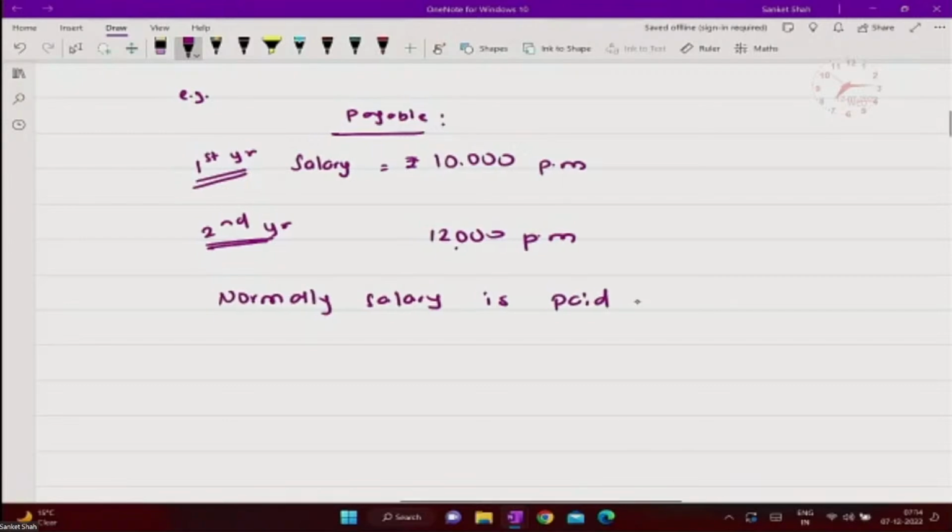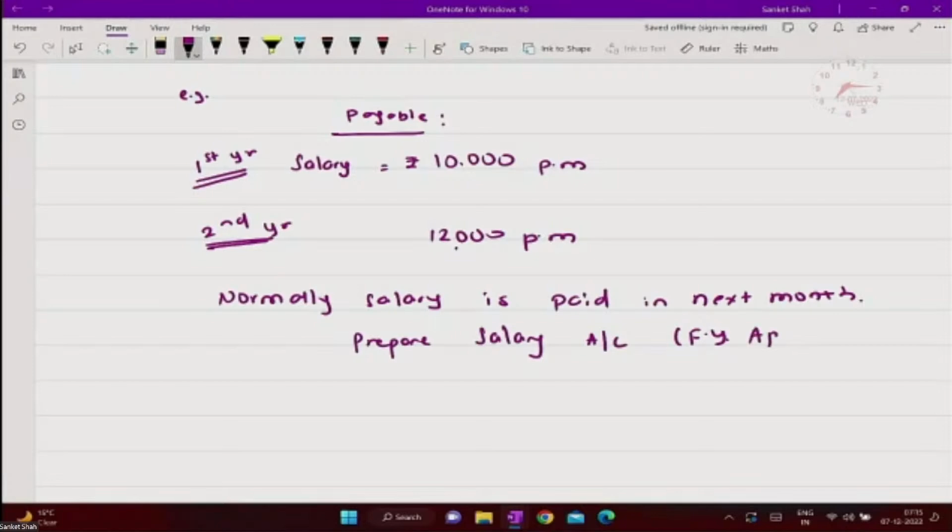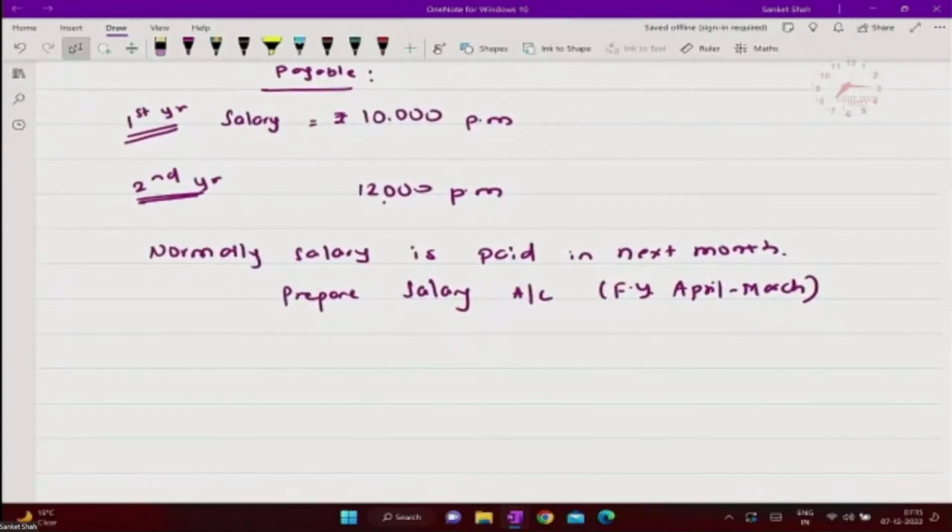Normally salary is paid in, see, first year salary is 10,000 per month. Second year salary is 12,000 per month. Normally salary is paid in next month. It means what? April salary in May month, May salary in June month. Okay. So prepare salary account, financial year April to March.